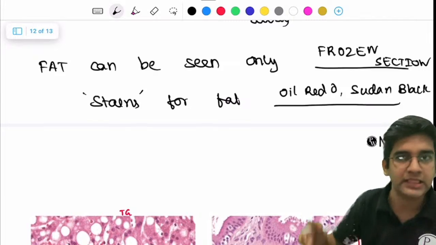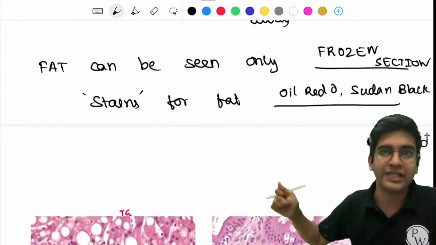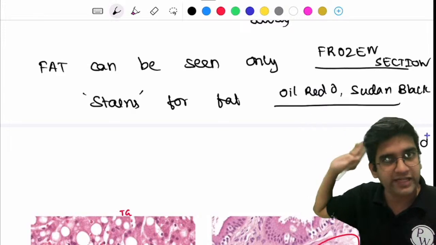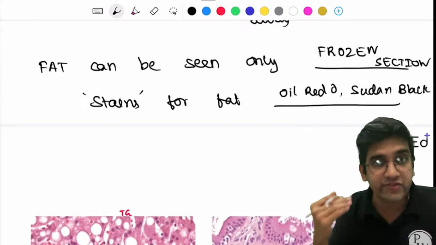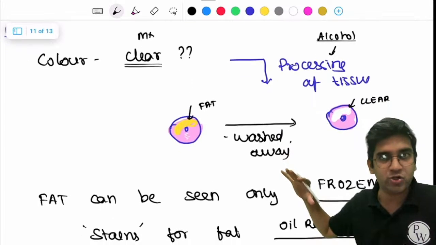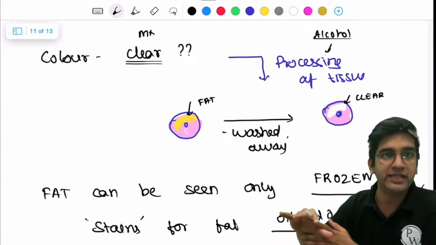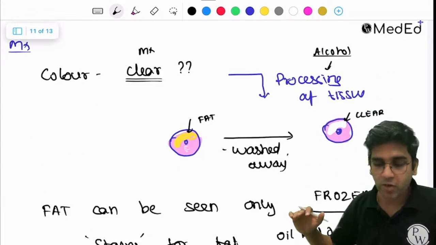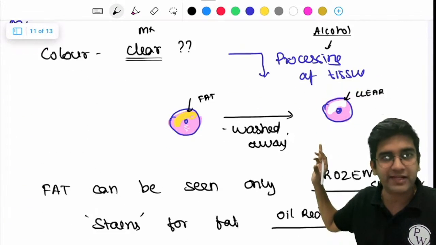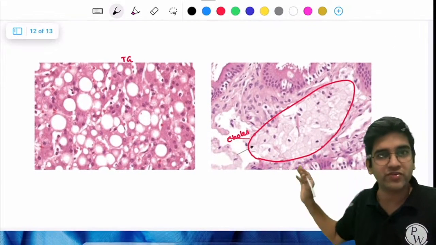Just remember Sudan black. These are both stains for fat and they can be used only in frozen section. If I want to see fat, I can see it only in frozen section, right? This part is not there in Robbins under fatty change, but it's very important. That's what will complete the answer, fine? So you have how to identify them. It'll be clear vacuoles, and you have frozen section to see them and fat stains.